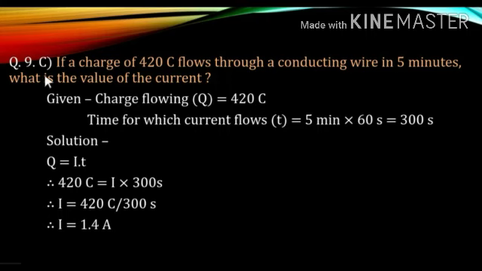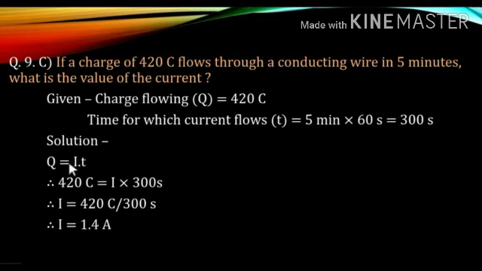Now next numerical example is question number 9c. If a charge of 420 coulomb flows through a conducting wire in 5 minutes, what is the value of the current? Here the given data is charge flowing, that is Q is given 420 coulomb, and time for which current flows, that is small t, is equal to 5 minutes into 60 seconds is equal to 300 seconds.